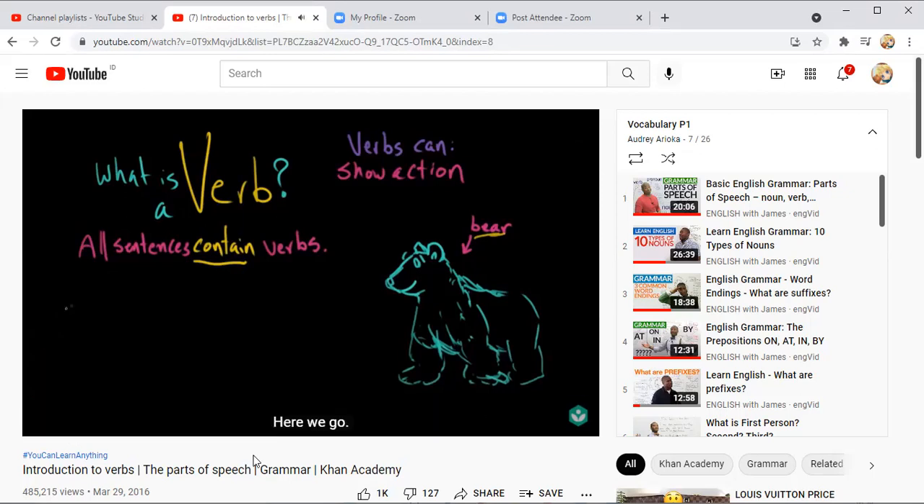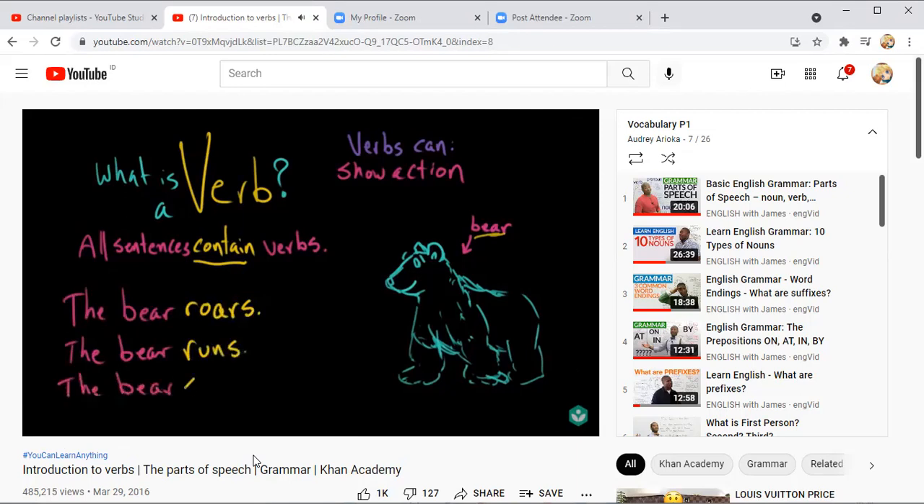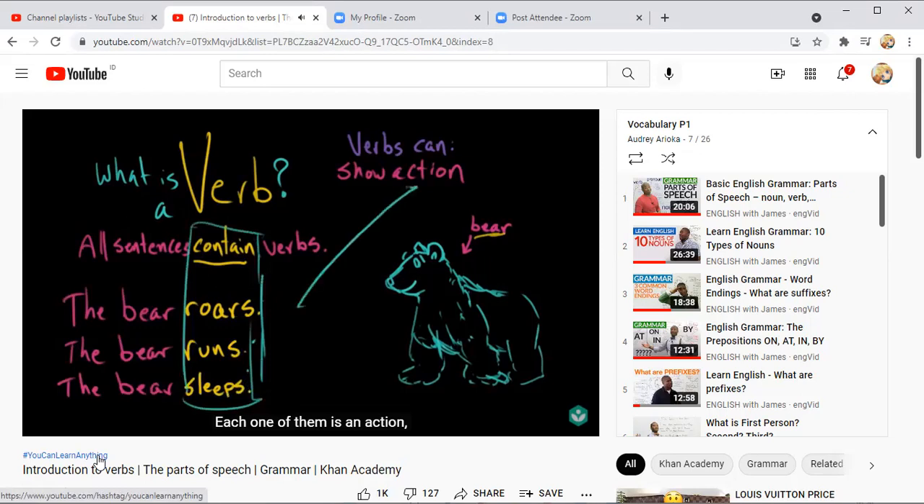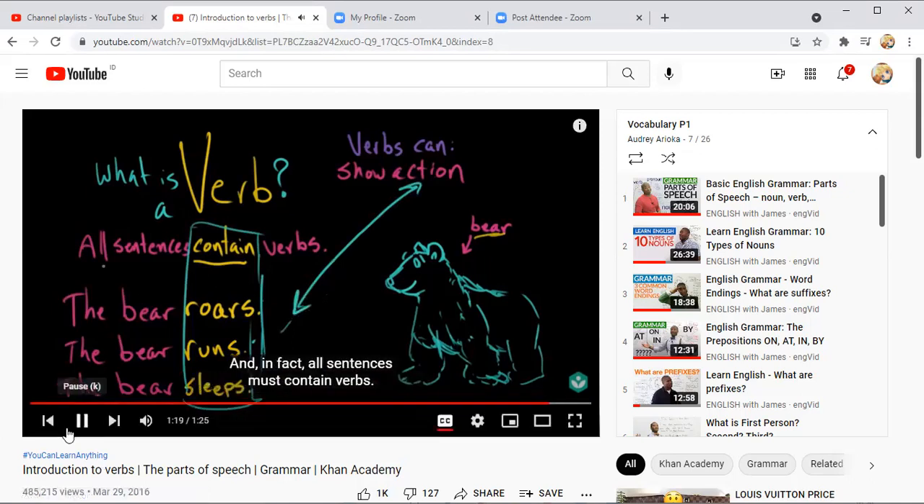Here we go. The bear roars. The bear runs. The bear sleeps. Now, each one of these words in yellow is a verb. Each one of them is action. This is the first thing that verbs can do. Verbs show action in sentences. And in fact, all sentences must contain verbs.